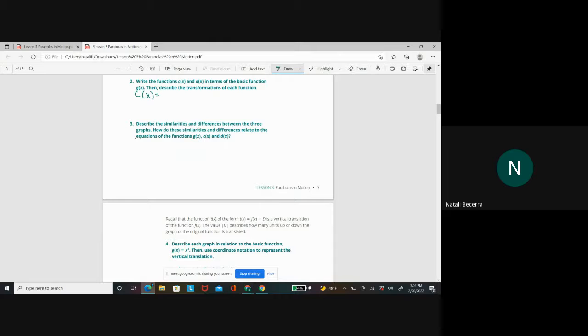So for c of x, we had g of x plus 3, translated up 3 units. Okay. The x stayed the same, but the y went up 3, right? So that's why we're going to put y plus 3.